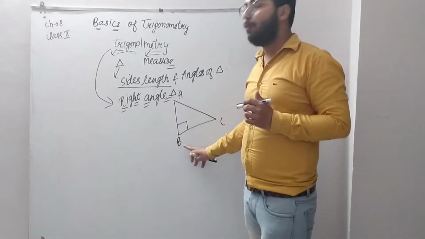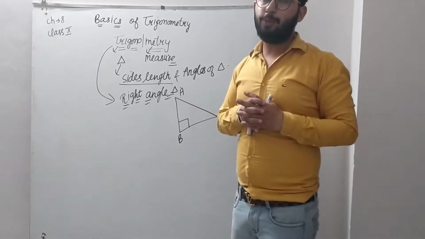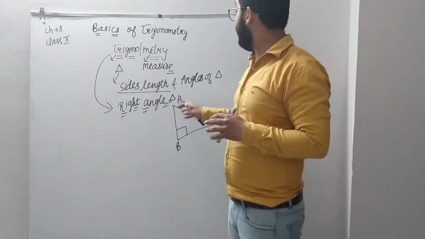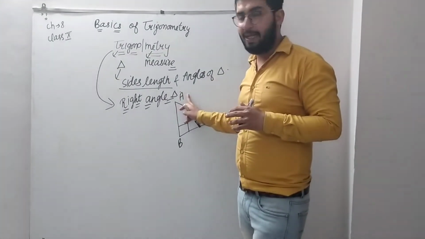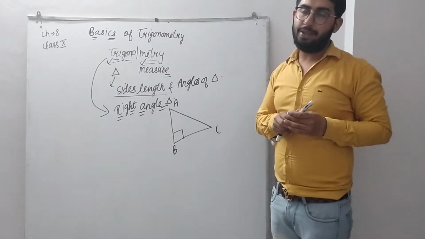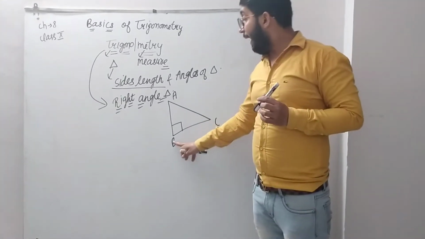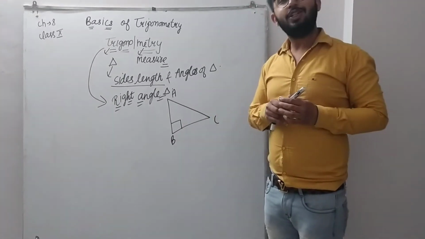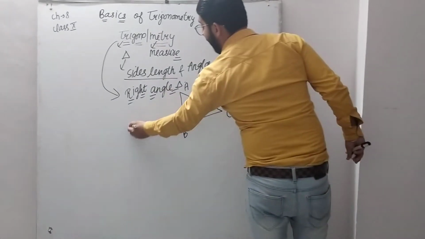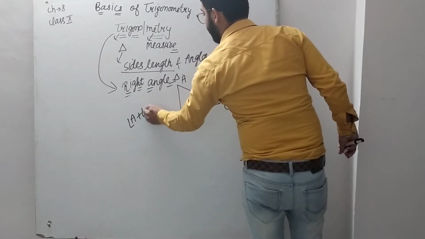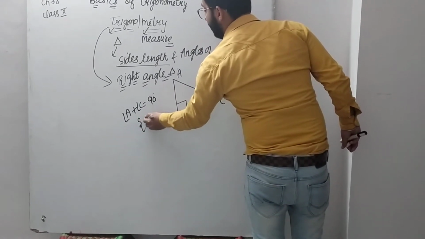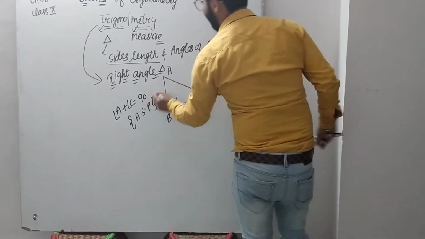According to the angle sum property of the triangle, the sum of all three angles, angle A, angle B and angle C, is 180 degrees. As angle B is 90 degrees, the sum of the other two angles will be 90 degrees, according to the angle sum property of a triangle.